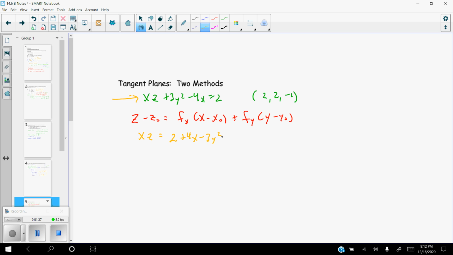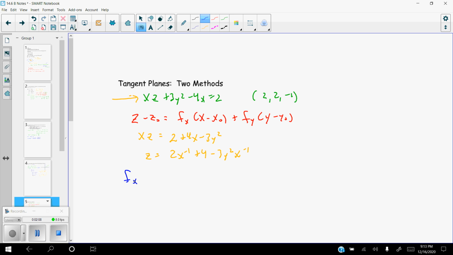Then we're going to have to divide everything by x. So we get z equals 2 over x, which is the same thing as 2x to the negative 1; 4x over x is 4; and then minus 3y squared x to the negative 1. That's dividing everything through by x. We had to do that because we basically had to put this into terms of f of x, y, so basically solving for z. Now I can find the partials.